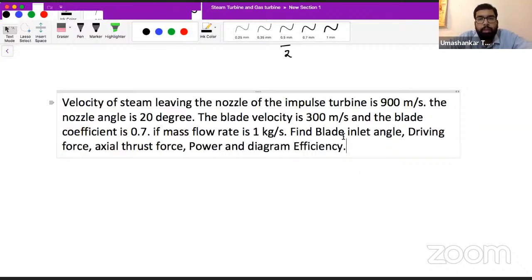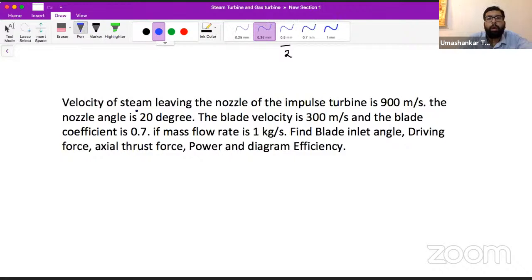So what is in this question? Velocity of steam leaving the nozzle of the impulse turbine is 900 meter per second. All of you may please solve this question who are in the live session. Similar kind of question you also see in fluid machinery or turbo machinery or hydraulic machinery, whatever you want to call it.